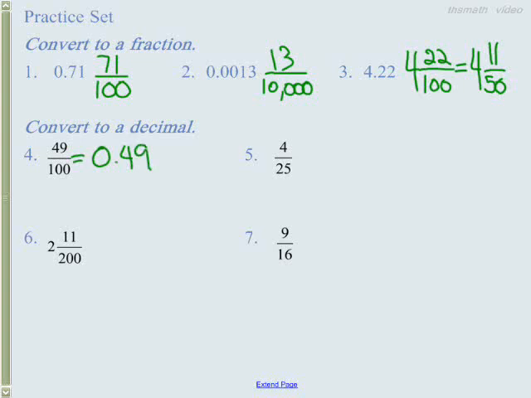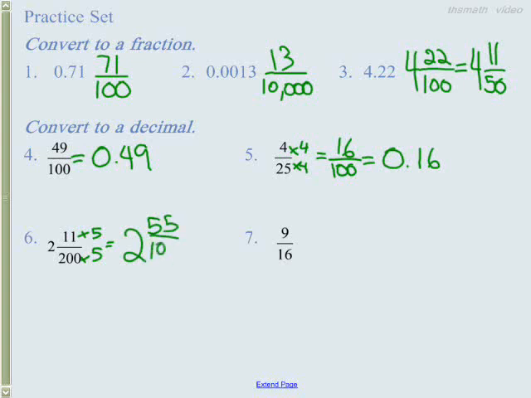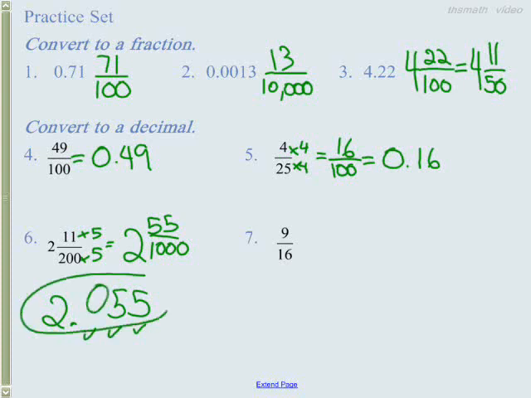Number 5 is a friendly-ish fraction. I can change the denominator to a power of 10 by multiplying it by 4. So I must also multiply the numerator by 4. I get 16 hundredths, 0.16. Number 6 is also a friendly-ish fraction. If I take 200 times 5, I'm also going to multiply the numerator by 5. I get 2 and 55 thousandths. So my decimal is going to be 2 point. My final 5 has to be in the thousandths place, so that's the thousandths, that's the hundredths. I need a 0 here for the tenths place, 2.055.